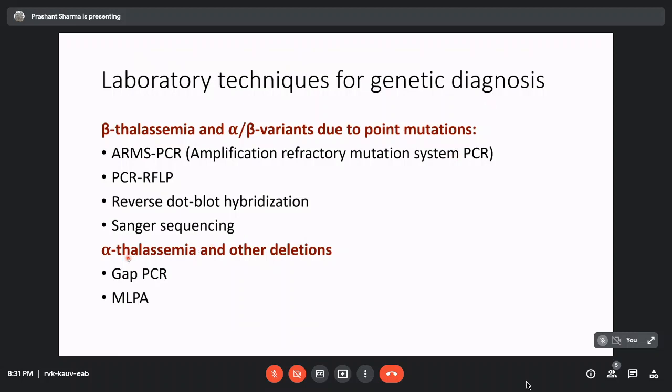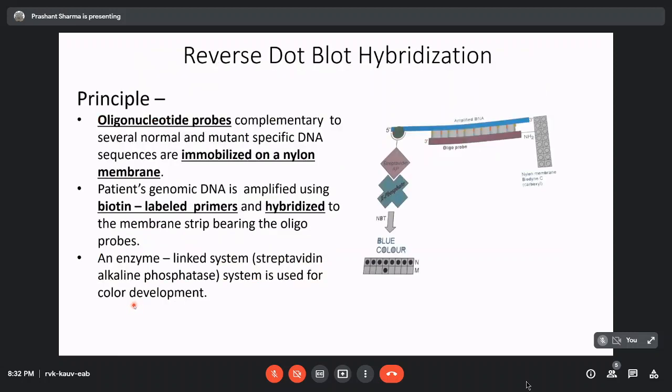Alpha thalassemia, just a sneak peek, is often caused by deletions. So you need to have another set of weapons in your armamentarium: gap PCR or multiplex ligation dependent probe amplification.